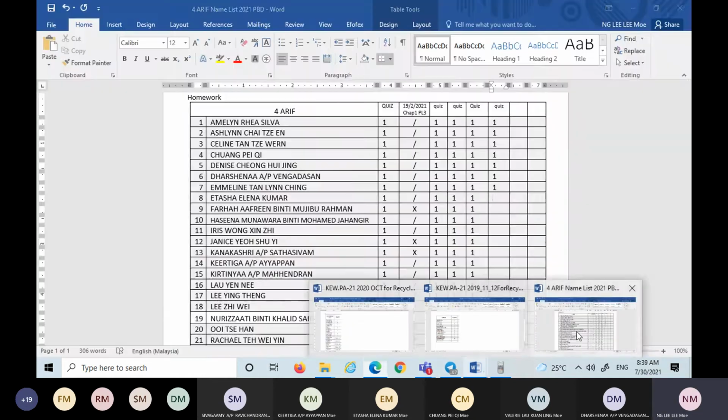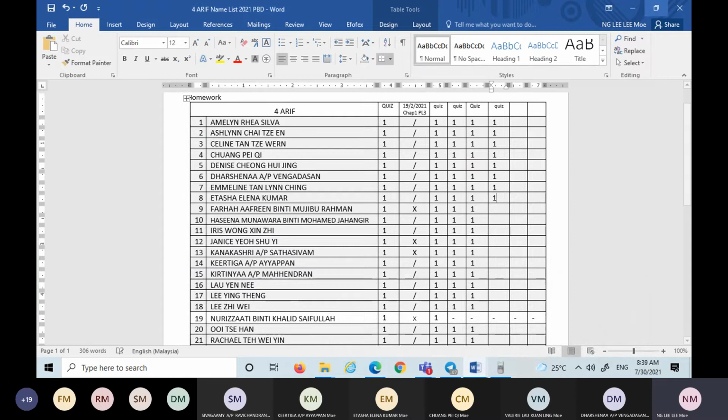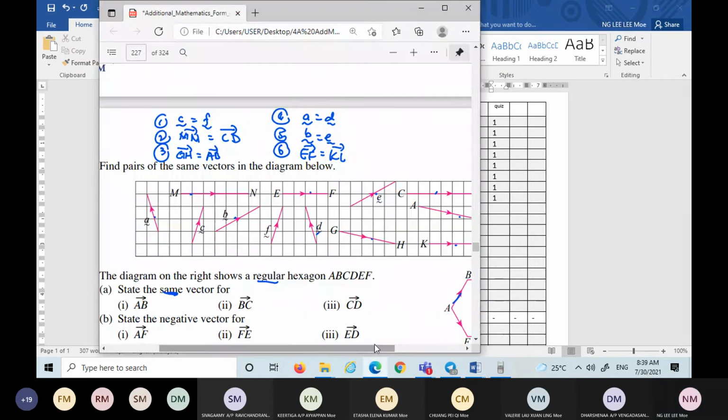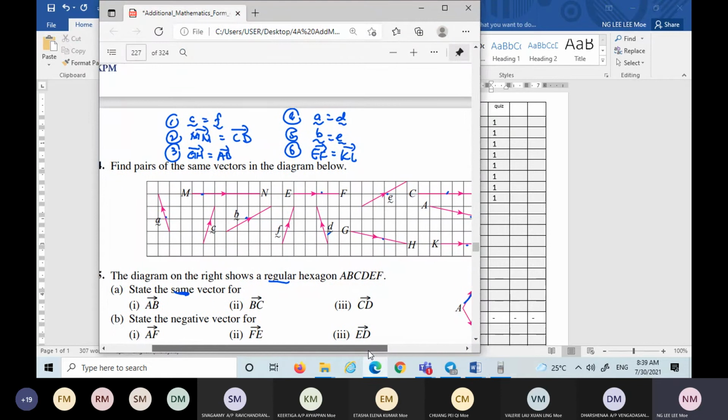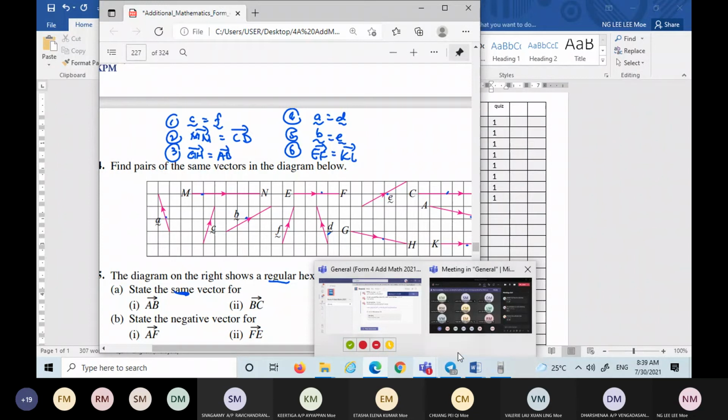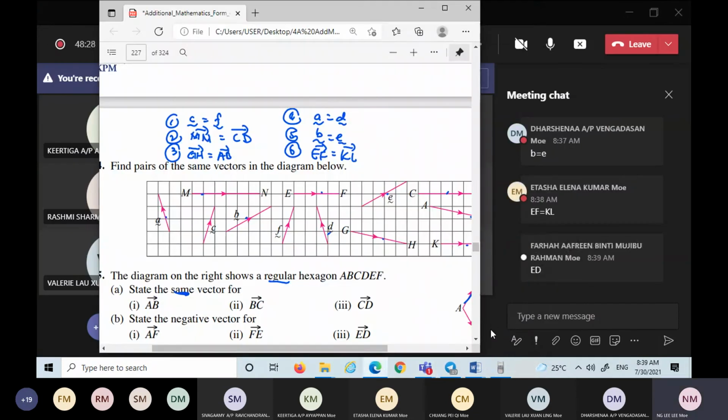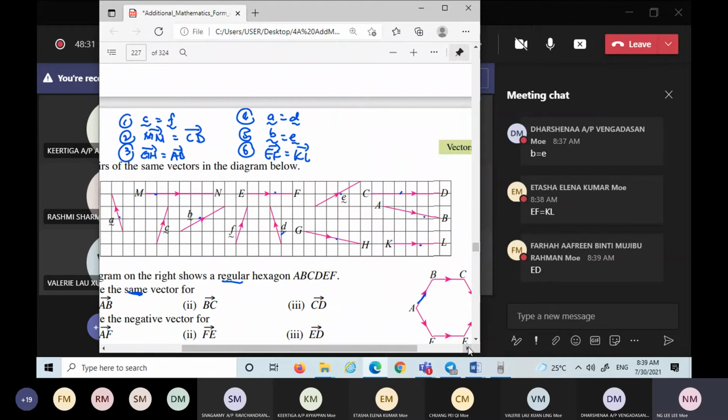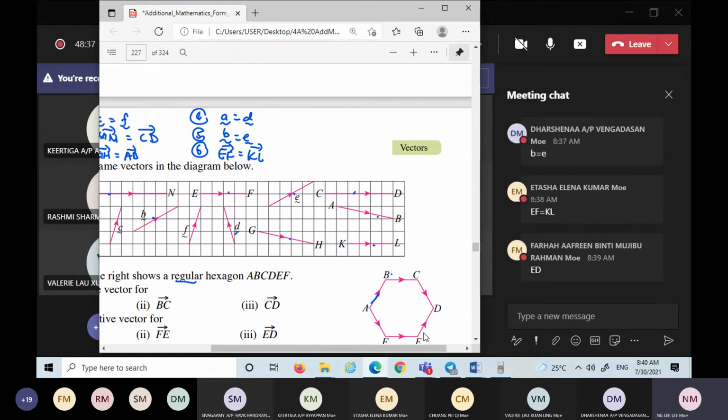Who's the next girl? Follow the sequence. Farha, Hasina, altogether 6 questions. So 1, 2, 3, Iris, Janice is 4, Kanakasri 5, and Kritika 6. Come, one by one. Who is doing the first one? State the same vector of AB. Farha says ED. AB this way, ED this way. Very good.